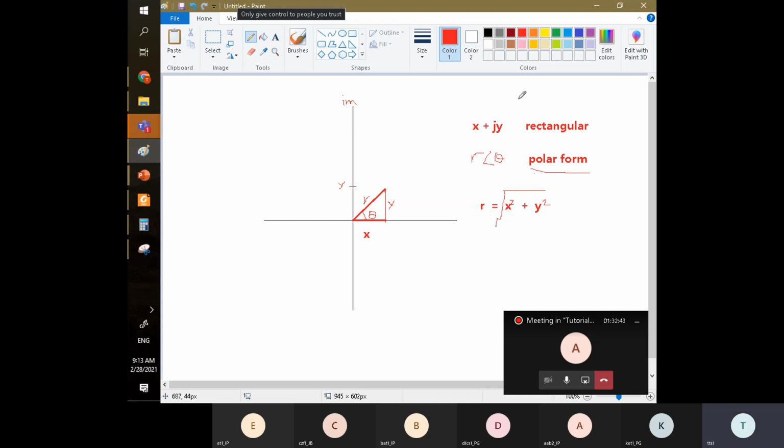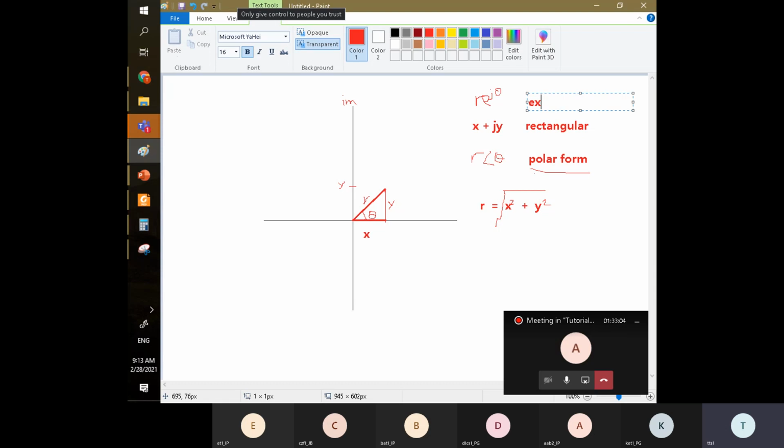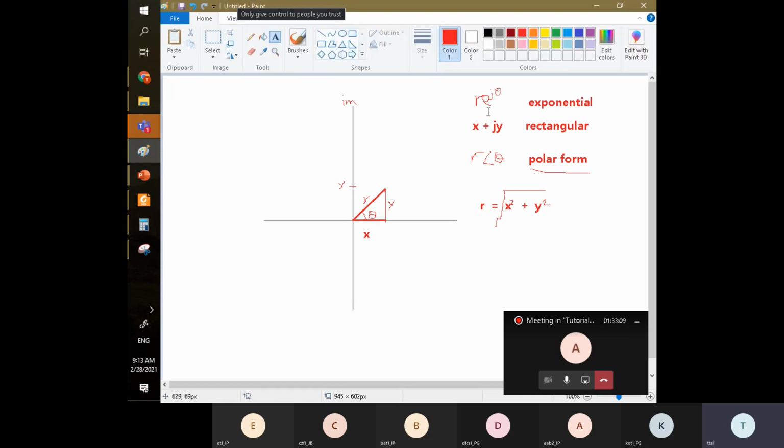Another form we are not covering in this tutorial is the exponential form. It's R exponential j theta. This is called the exponential form. This is not very friendly. That's why we are not keen to learn this format. So we just focus on these two.